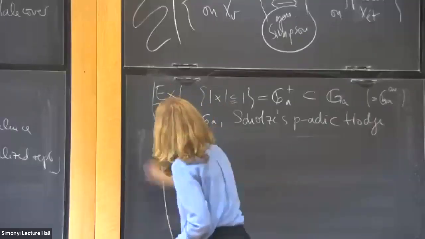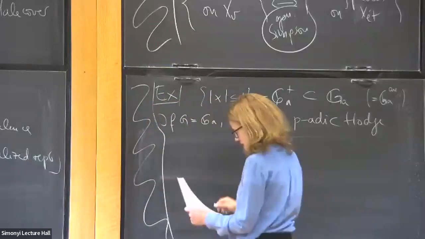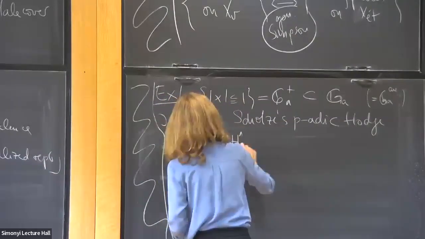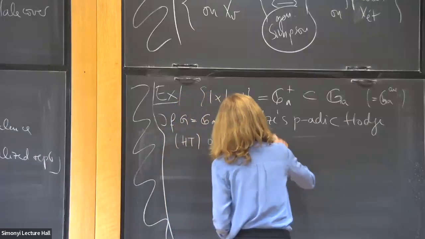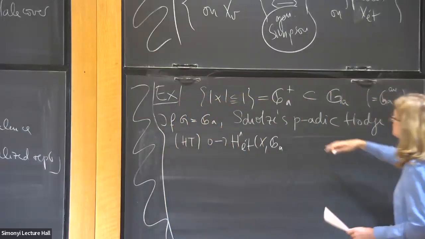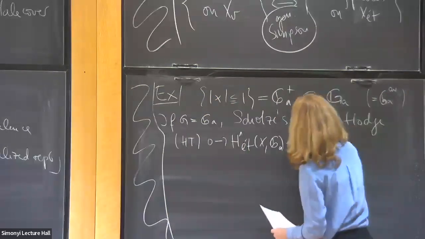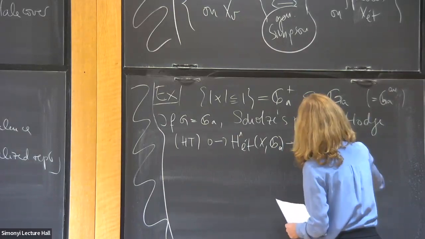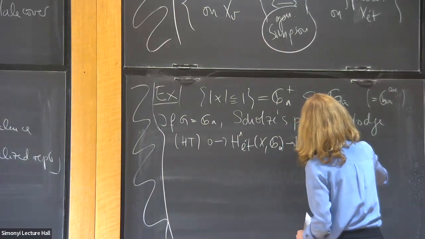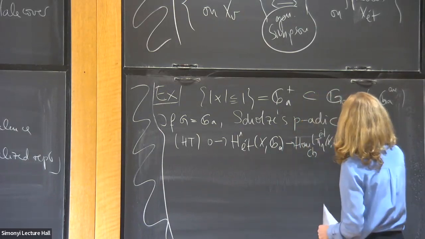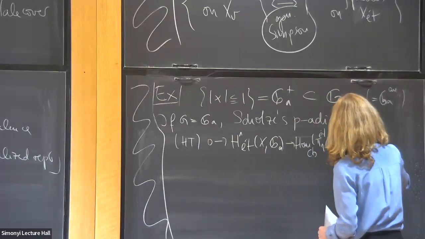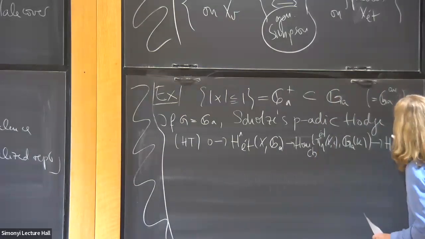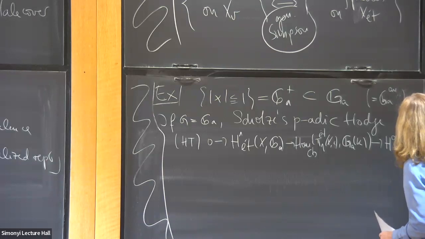So here, the Hodge-Tate sequence: 0 goes to étale cohomology, and now I'm not writing structure sheaf, but for consistency, since I work with groups, I write G_a, continues, into, I'm not writing K, but G_a of K, and H^0(X, Ω^1).